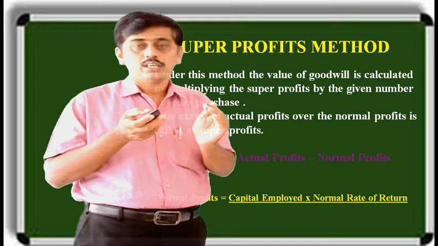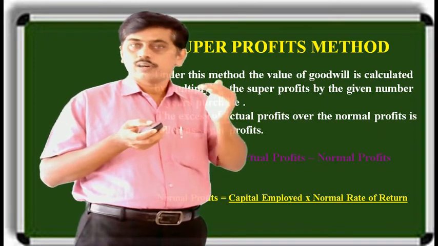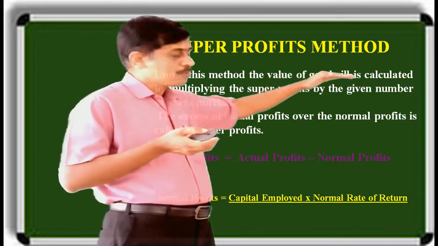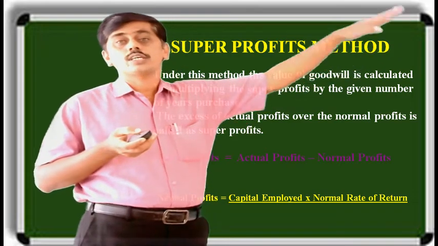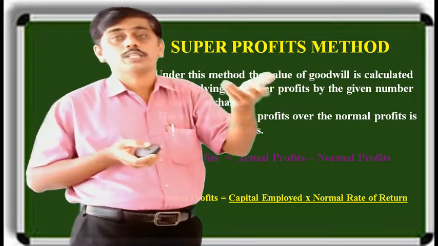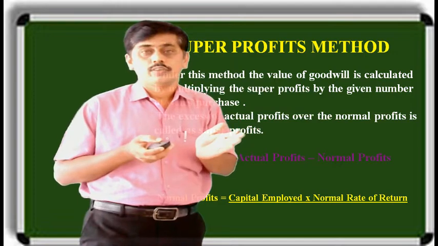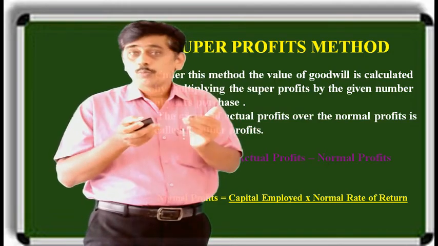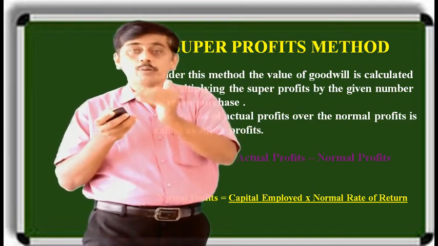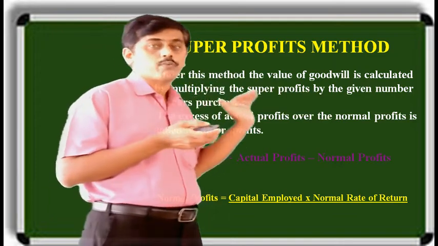that's about super profits method. Now let me take one example. What is super profit method? It's a method where the goodwill is calculated by multiplying the super profits by the given number of years. And what is super profit? It is the excess of actual profits over normal profits.